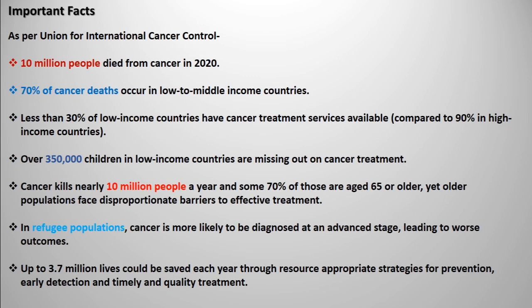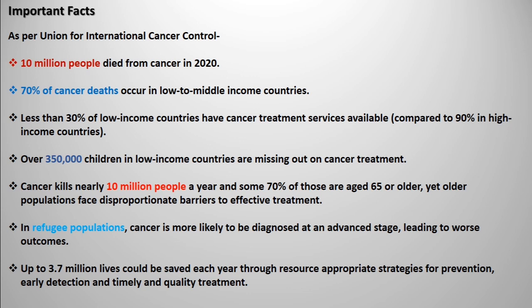Here is some data shared by the Union for International Cancer Control related to how much cancer is affecting the community on a global scale, which is very surprising. Over 10 million deaths were reported globally from cancer in 2020. Among these, 70% of deaths occurred in low to middle income countries. Cancer treatment services are available in less than 30% of low income countries in the world.